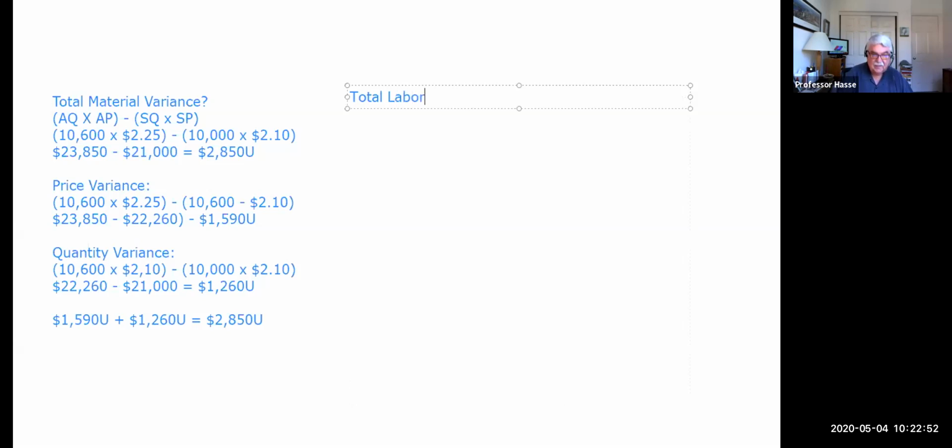All right, let's see what our labor variances are. How did we do in planning for our labor to produce our product? All right, first of all, our total labor variance is actual hours of labor times actual labor rate. From that, we're going to subtract out the standard hours that we planned on using times the standard labor rate that we planned. Again, just like materials, we're comparing actuals to the standards, to the budget, to the plan.